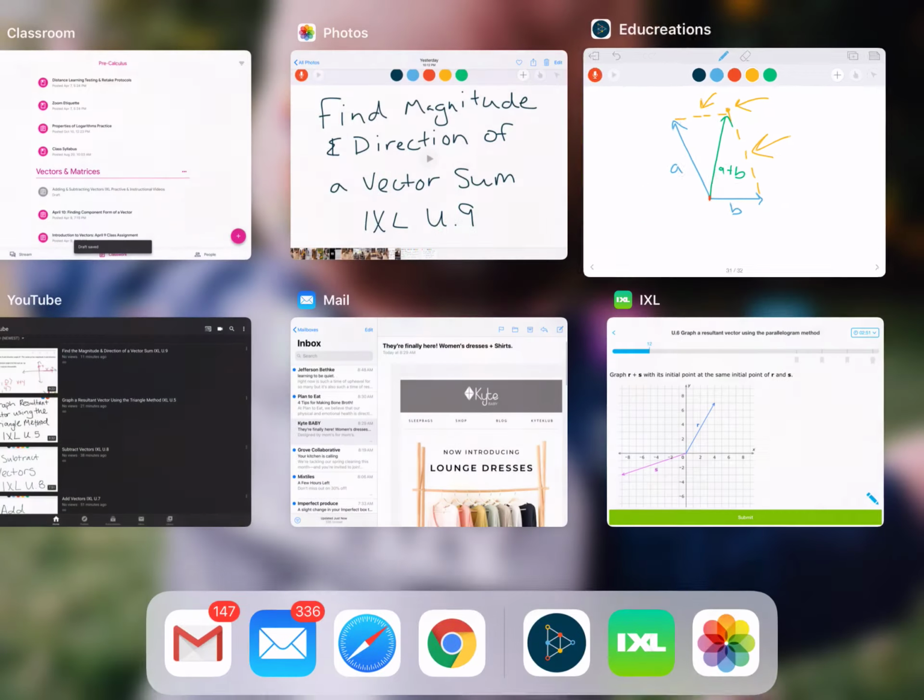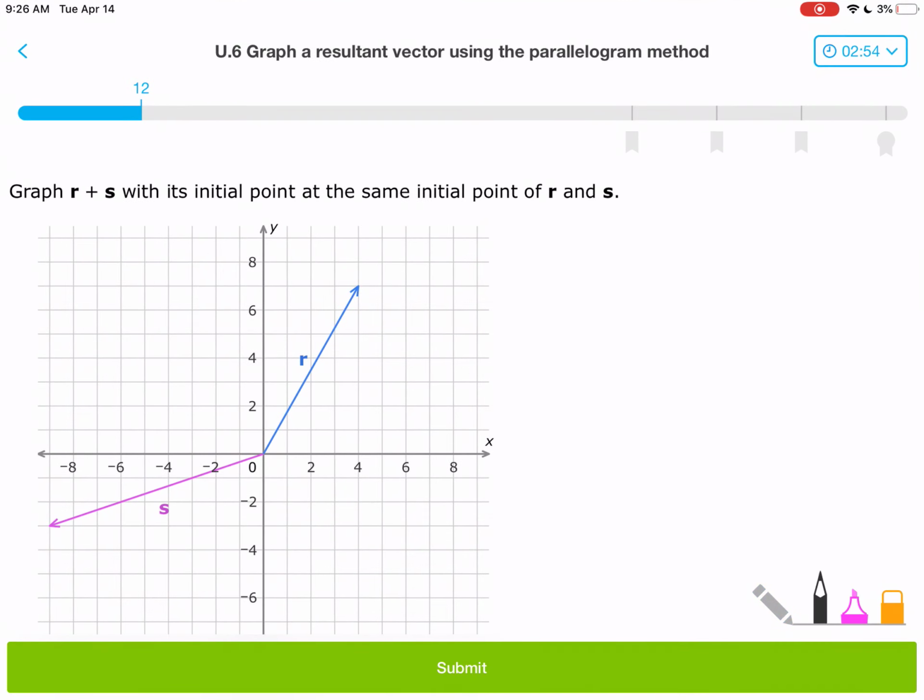So let's try this out. Let's try a few IXLs. So how do I do this? Well, when I'm looking at this IXL, I need to find one of the sides of my parallelogram. I don't actually need to draw the whole parallelogram, because if I can draw one side, then I can see where that side is going to end, where that corner point is going to be. So I'm simply going to choose one of the vectors to replicate. In this case, I'm just going to choose R. I could choose either one. That's just the one I'm choosing.